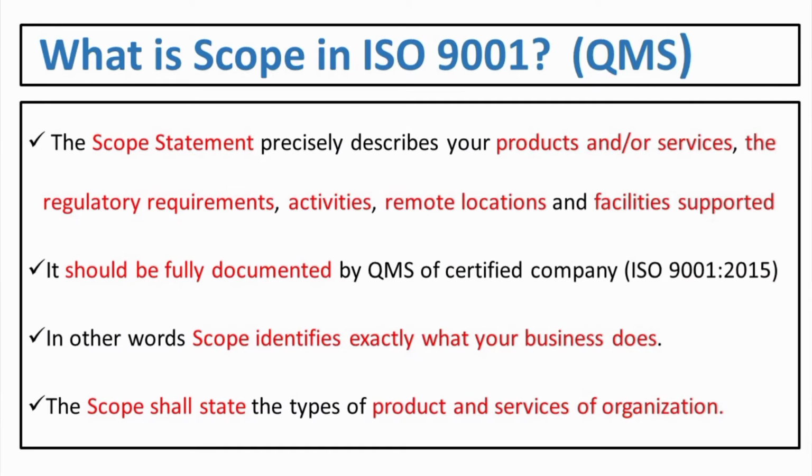Now we see what is scope in the ISO 9001 quality management system. By definition, the scope statement precisely describes your products and or services, the regulatory requirements, activities, remote locations, and facilities supported. The scope should be fully documented by the QMS of the certified company. In other words, scope identifies exactly what your business does. The scope shall state the types of products and services of the organization covered. So this is the definition of scope by QMS.